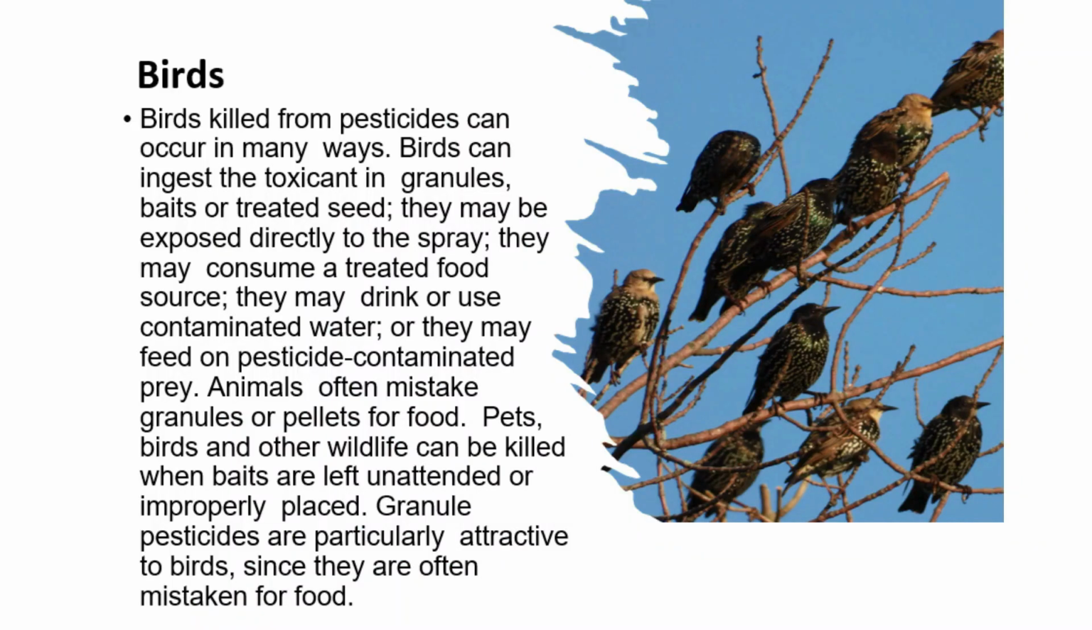Birds. Bird kills from pesticides can occur in many ways. Birds can ingest the toxicant in granules, baits, or treated seed. They may be exposed directly to the spray. They may consume a treated food source. They may drink or use contaminated water, or they may feed on pesticide-contaminated prey. Animals often mistake granules or pellets for food. Pets, birds, and other wildlife can be killed when baits are left unattended or improperly placed. Granule pesticides are particularly attractive to birds since they are often mistaken for food.